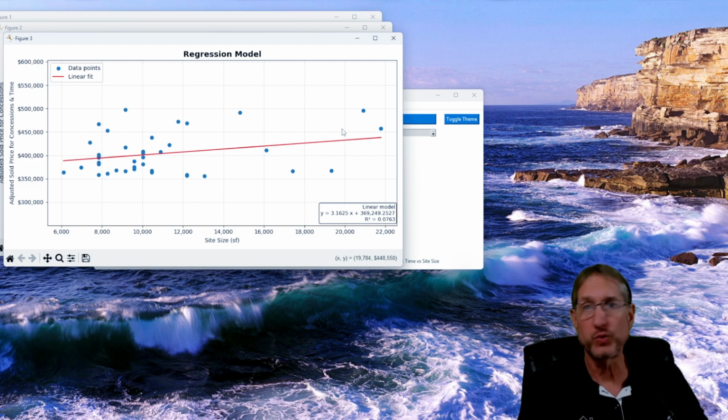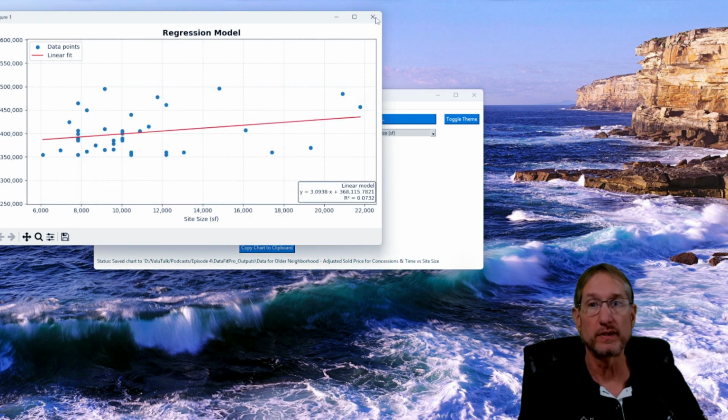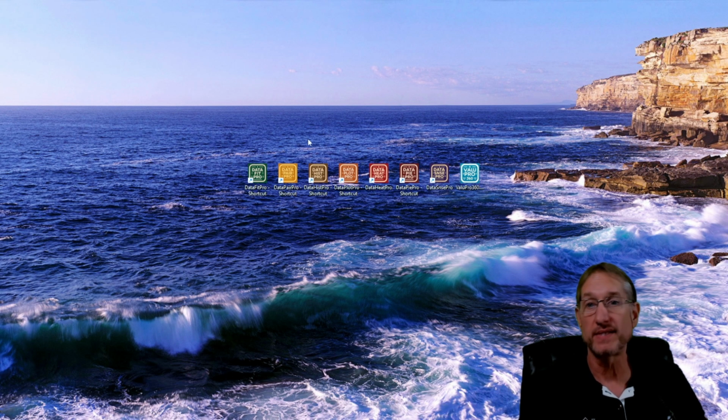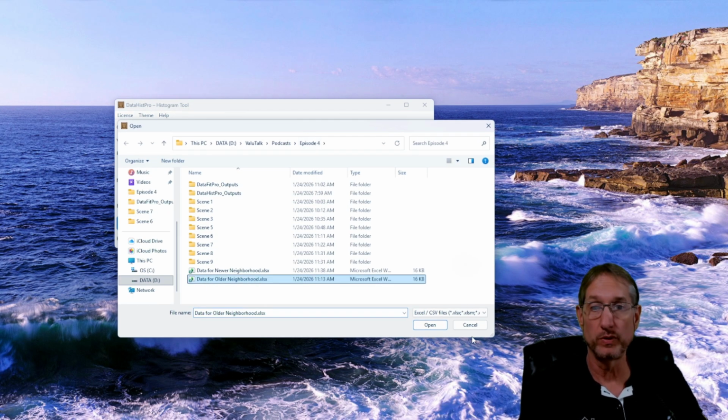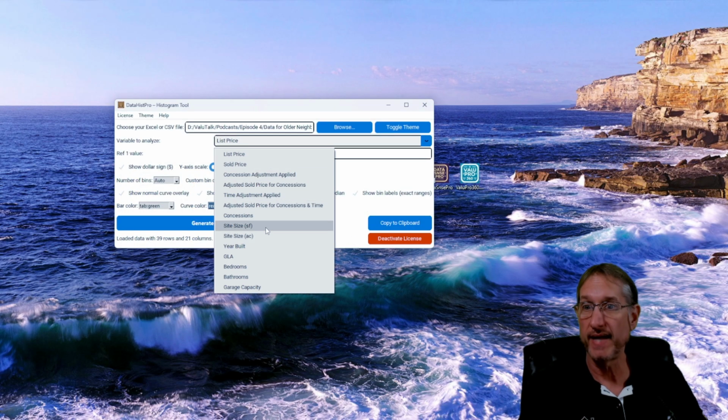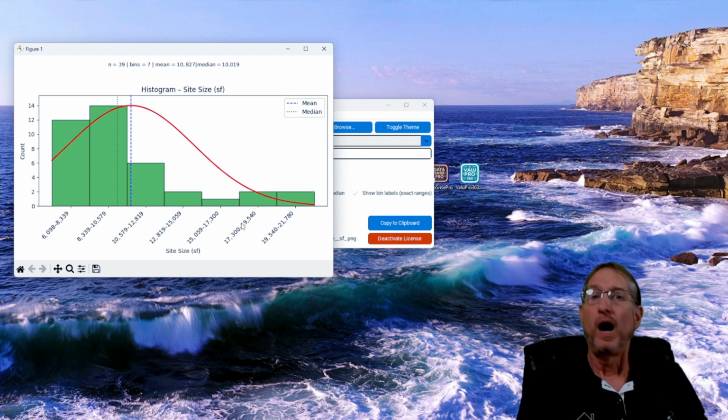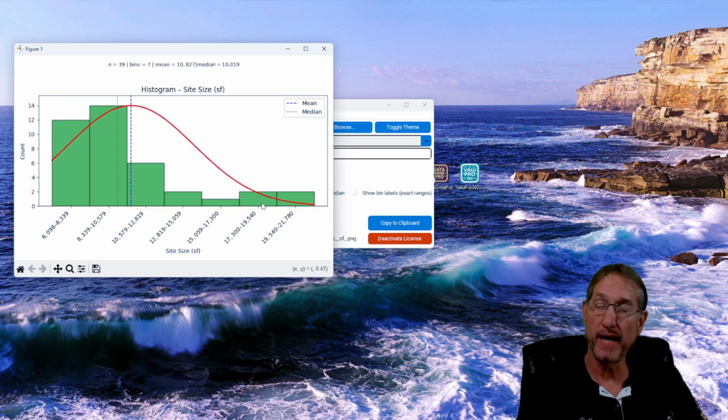But before I trust any coefficient, I want to look at the distribution of the site sizes in the neighborhood. So we're going to use a histogram to do that. We're going to load up the same older neighborhood data, and we're going to look at site size for this. All right, so right there, you're going to see that the neighborhood is skewed to the right. Most of the sites are clustered down here in the lower end with this long tail of larger lots. That tells me a linear behavior exists in this neighborhood, but it's being pulled by a few large sites, which matters when you're interpreting the regression.